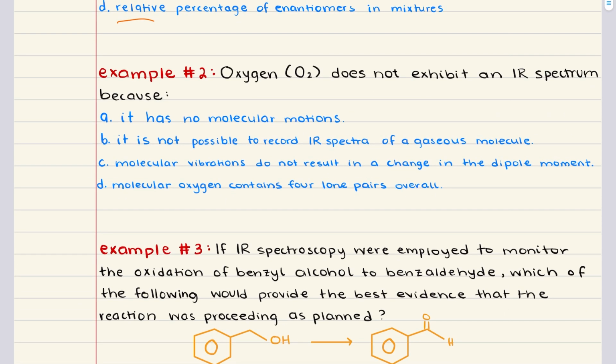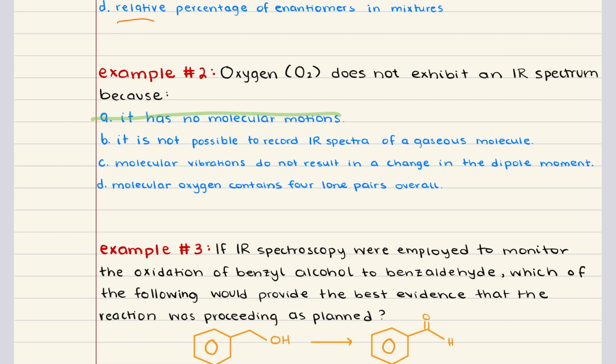Problem 2 says oxygen does not exhibit an IR spectrum because blank. Let's walk through this. A says it has no molecular motions. That's not true. All molecules, even simple diatomic ones like oxygen gas, experience molecular motions, things like vibrations and rotations. In fact, the bond between the two oxygen atoms can stretch back and forth. So motion definitely exists, and that eliminates answer choice A.